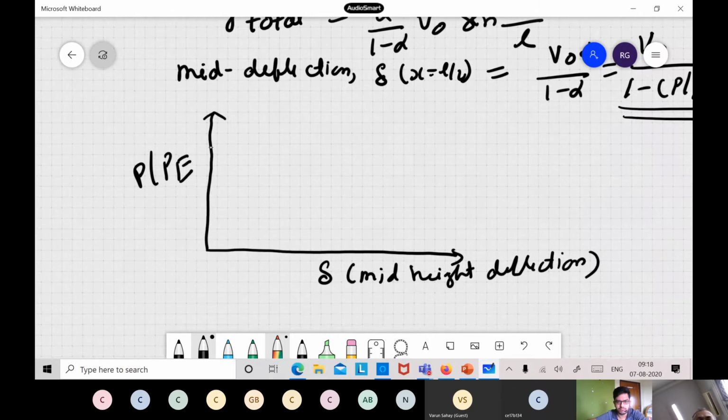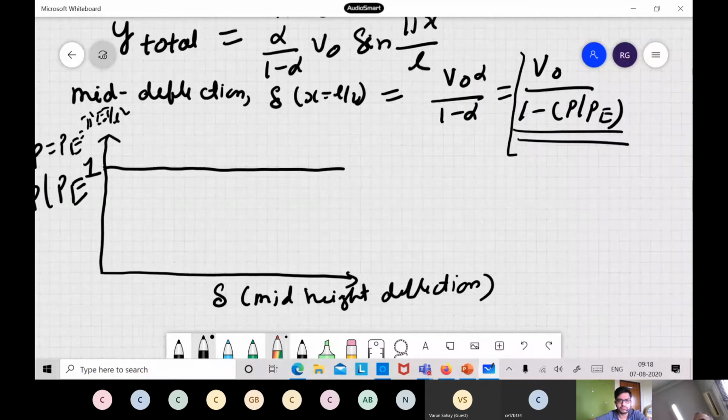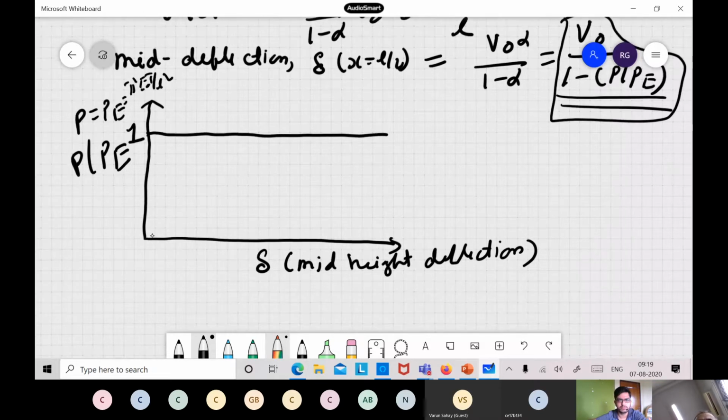So now in this graph, if you mark this line also, this is 1, where your P is exactly the same as PE, that is pi square EI by L square, Euler's buckling load. Now if you plot this function for various values of P by PE, keep on increasing. When P is equal to PE, P by PE becomes 1, so V naught by 1 minus 1 becomes infinity. So deflection goes towards infinity. And here when P is equal to 0, you will have like this.